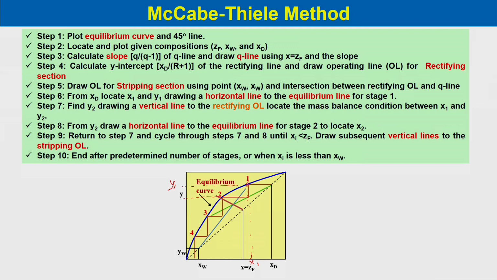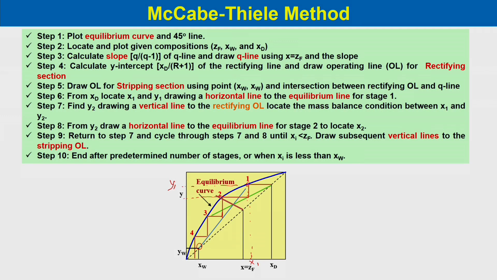So, from here again go to the equilibrium line, this is for stage 2, and then come down vertically to the operating line, and then again go to the equilibrium line, come down to the operating line in the stripping section, and then it will continue until the terminal point is reached.